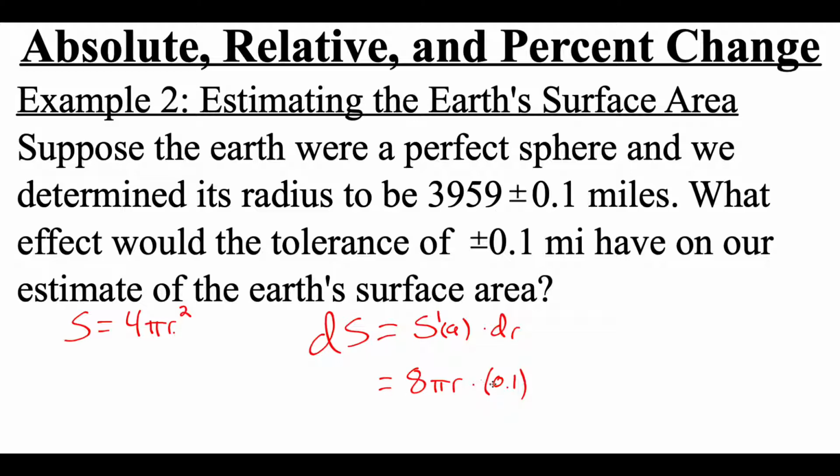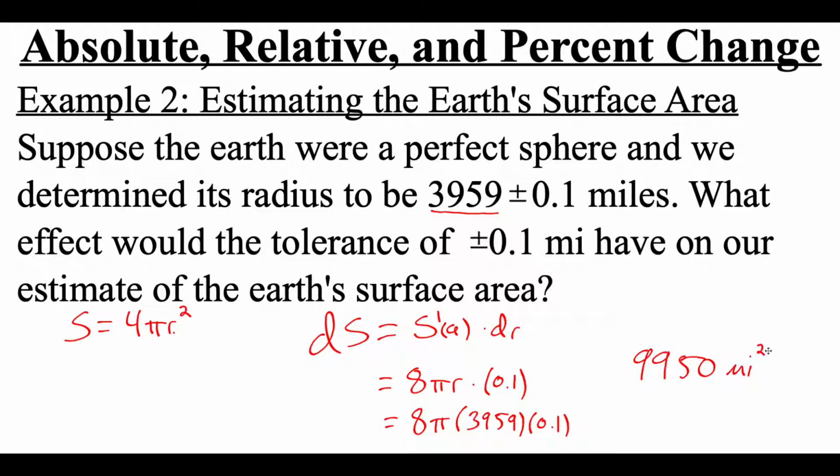Now as we're calculating the change in the surface area for that r value, we want to plug in the 3,959. So this is going to be 8 times pi times 3,959 times the 0.1. Now, if we were to multiply all of that out, we're going to get an approximate change of about 9,950 square miles because we're talking about area.